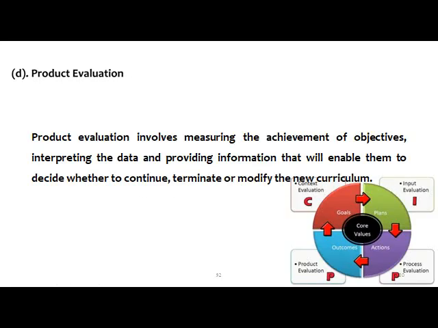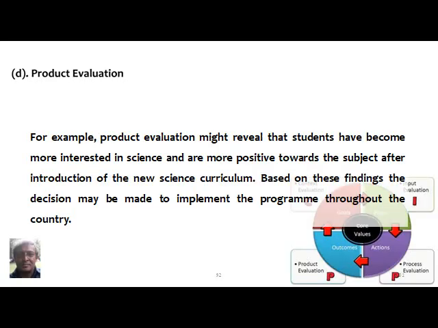Product evaluation involves measuring the achievement of objectives, interpreting the data and providing information that will enable them to decide whether to continue, terminate or modify the new curriculum. For example, product evaluation might reveal that students have become more interested in science and are more positive towards the subject after introduction of the new science curriculum. Based on these findings, the decision may be made to implement the program throughout the country.